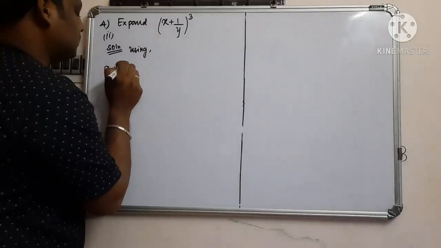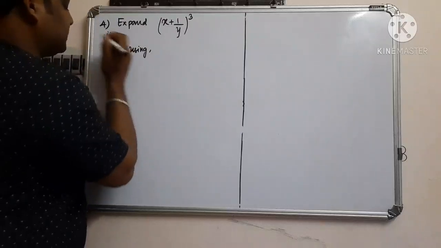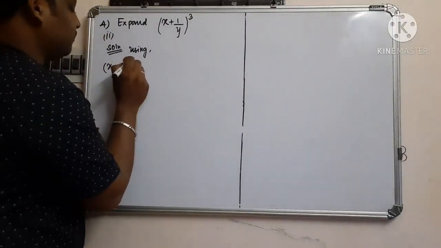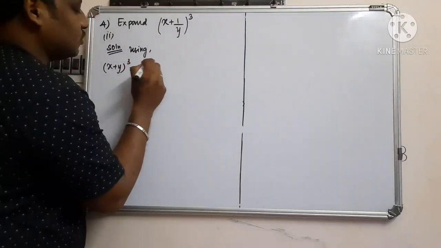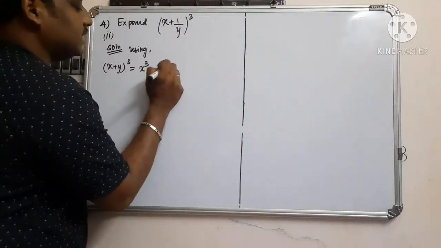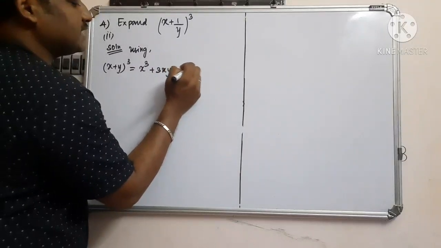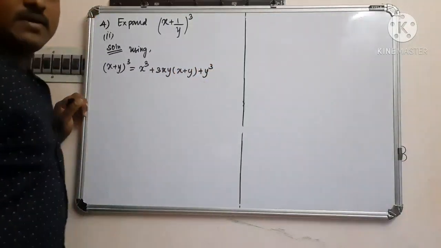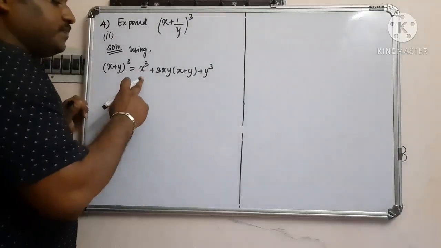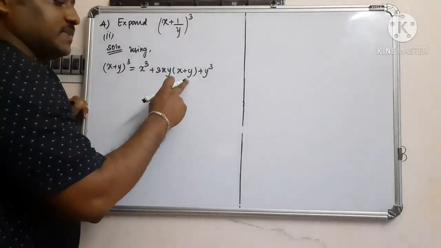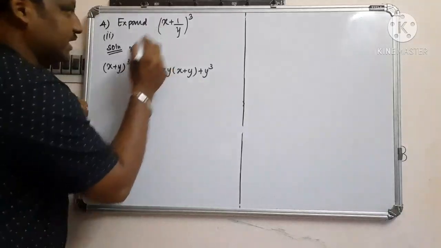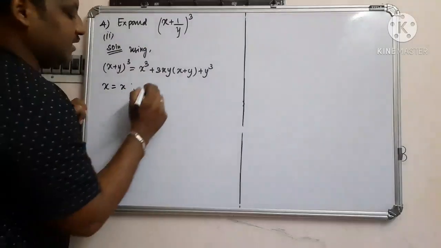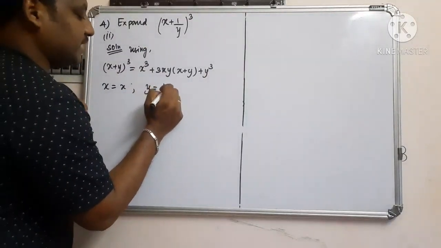(x + y), or (a + b), anything else you can write, (x + y) the whole cube, which is equal to x cube plus 3xy into (x + y) plus y cube. So this is the formula we have to use: x cube plus 3xy into (x + y) plus y cube. So here, instead of x, they have given us x only, instead of y they have given us 1 by y.